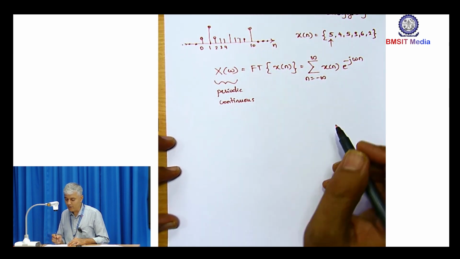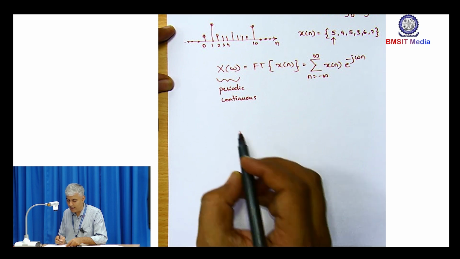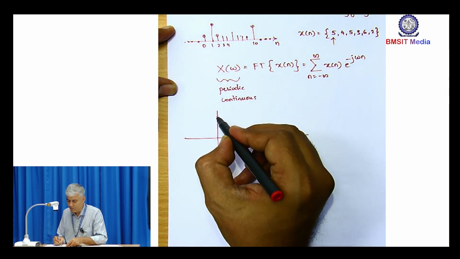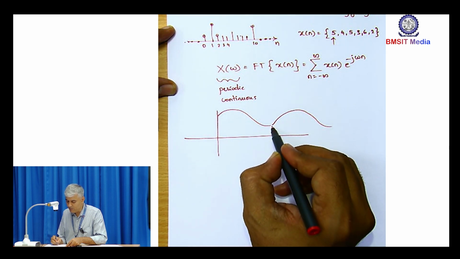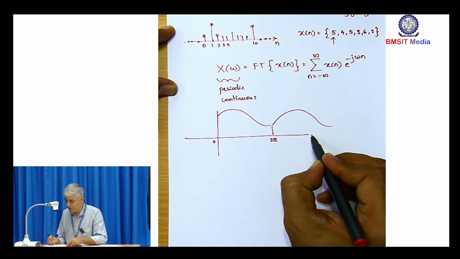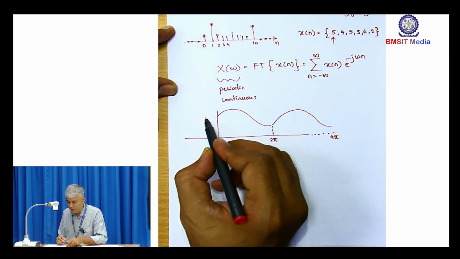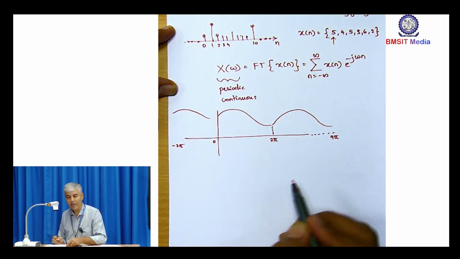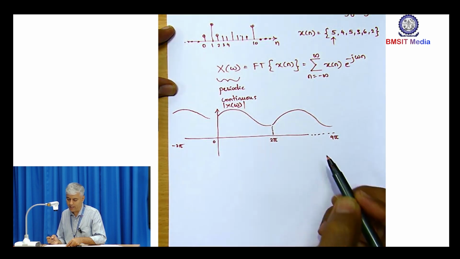Now first, let us look at how this x of omega would look in the frequency domain. I am just assuming a signal like this, right? So this is continuous, this is one period, you can say, 0 to 2 pi, and 2 pi to 4 pi will also be a similar signal, and before that also it will be similar, say from minus 2 pi and so on. So this is, suppose, the magnitude of this x of omega.